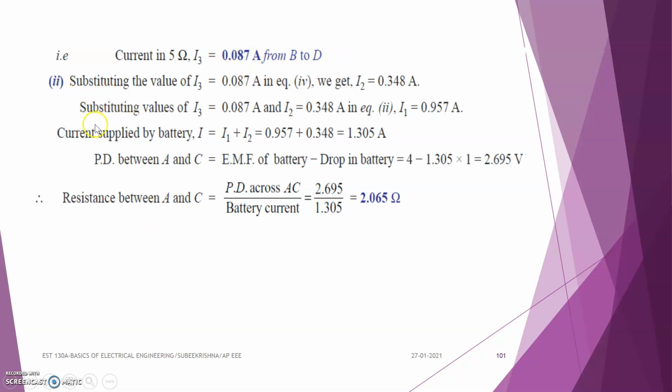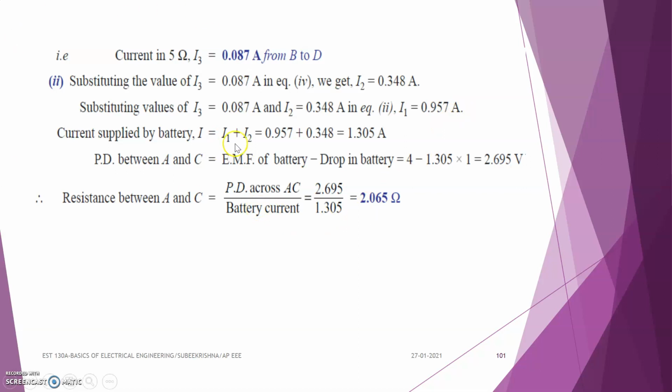And for finding the second section of the question, we know the value of I3, and by substituting the value of I3 we can get the value of I2, and I2 is equal to 0.348. Applying this value in equation number 2, we get the value of I1, and I1 is equal to 0.957 ampere.